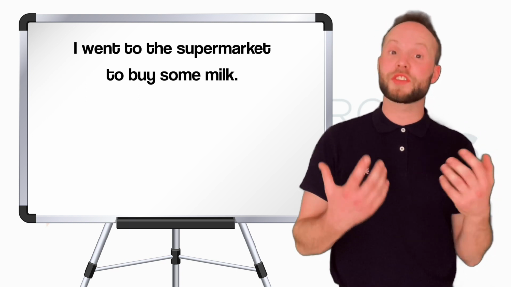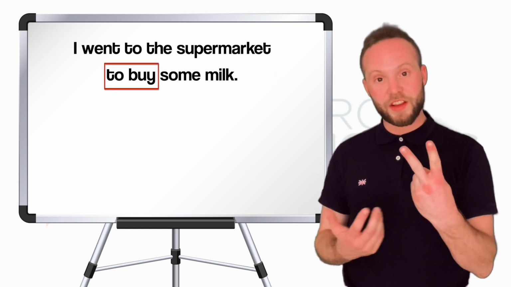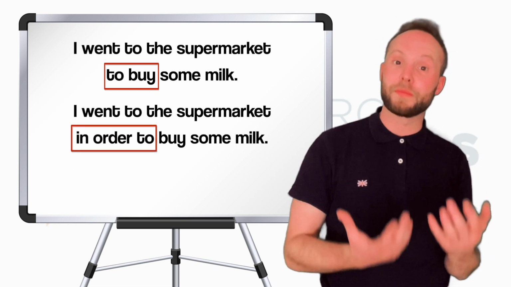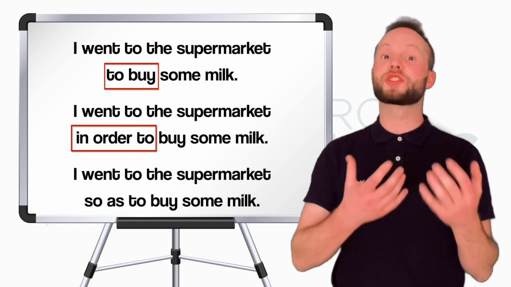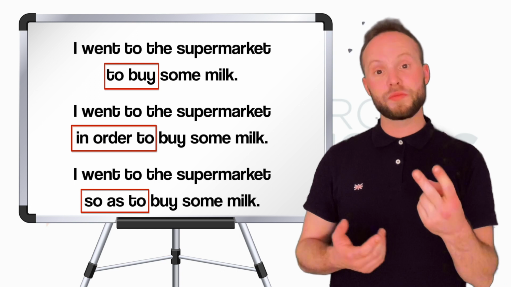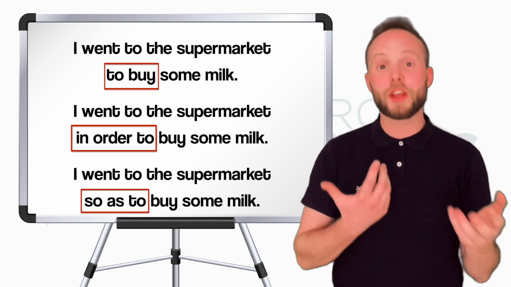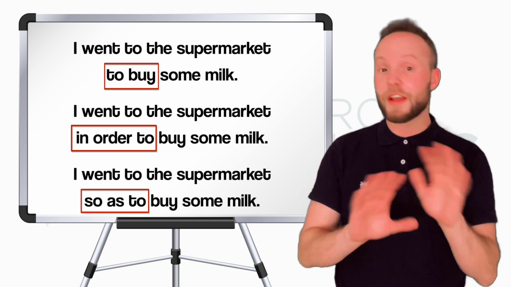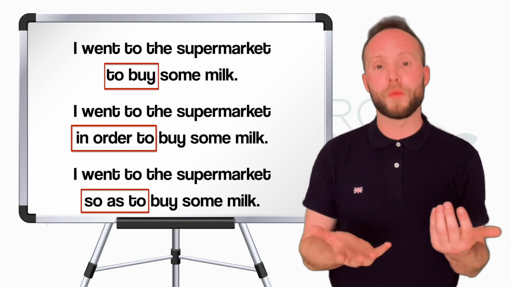First, I went to the supermarket to buy some milk. Second, I went to the supermarket in order to buy some milk. And third, I went to the supermarket so as to buy some milk. These second 2, in order to and so as to, sound quite formal and are used more commonly in written English than spoken English. That doesn't mean you can't use them, you can, but they do sound quite formal.